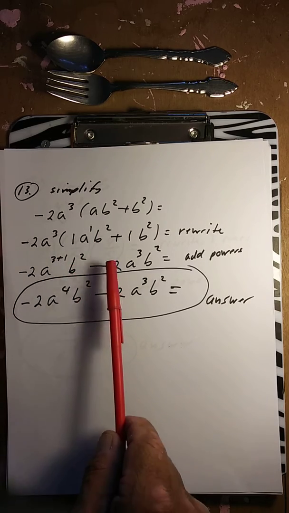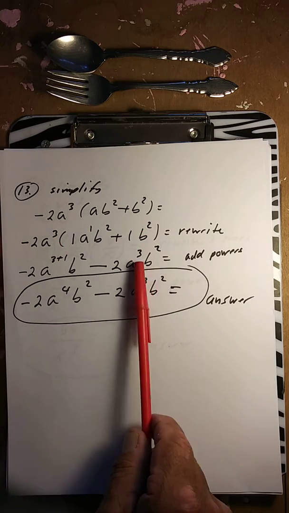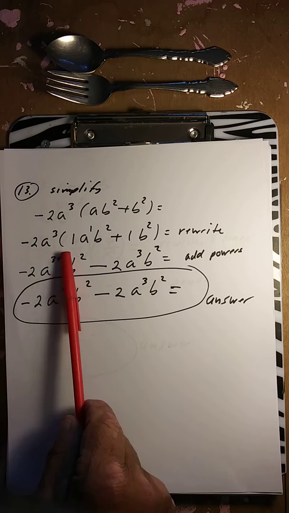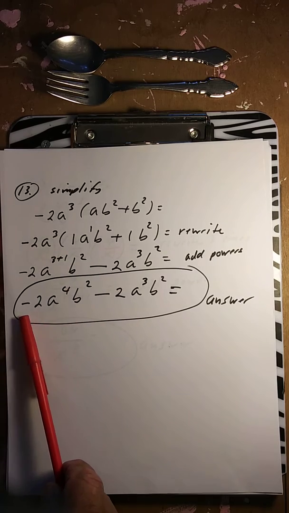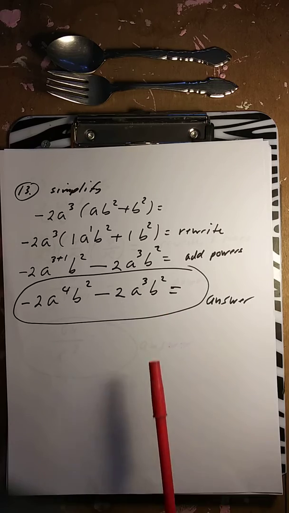b squared. Copy it. That times that is going to be negative 2. And it's going to be a to the 3. b squared. Copy it down. Add the powers right here. So it's going to be negative 2a to the 4 b squared minus 2a to the 3 b squared.